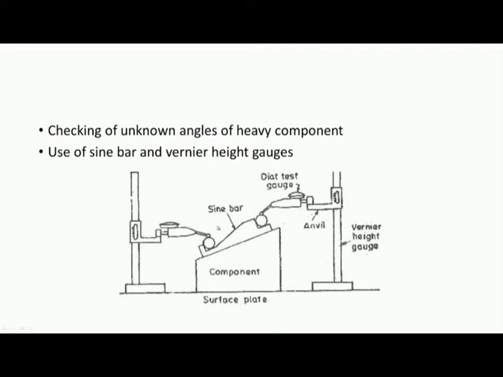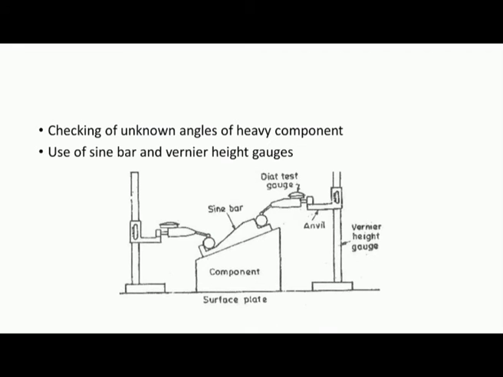So, we can place the sine bar as shown here. You can see the top surface of the sine bar is in contact with the component, the heavy component. Cylinders are on the other side. Now, we can use vernier height gauges to check the H1 and H2. So, we can always use the vernier height gauge to check this height.